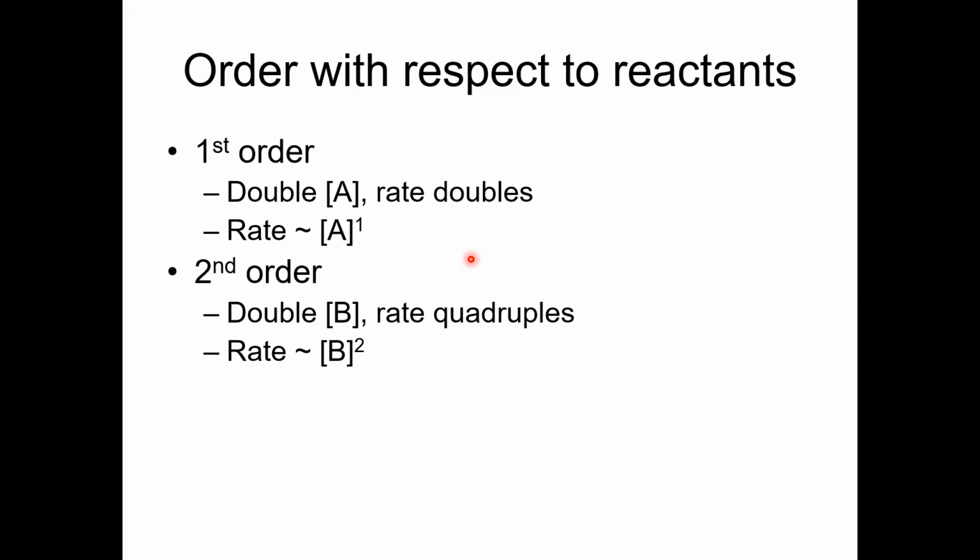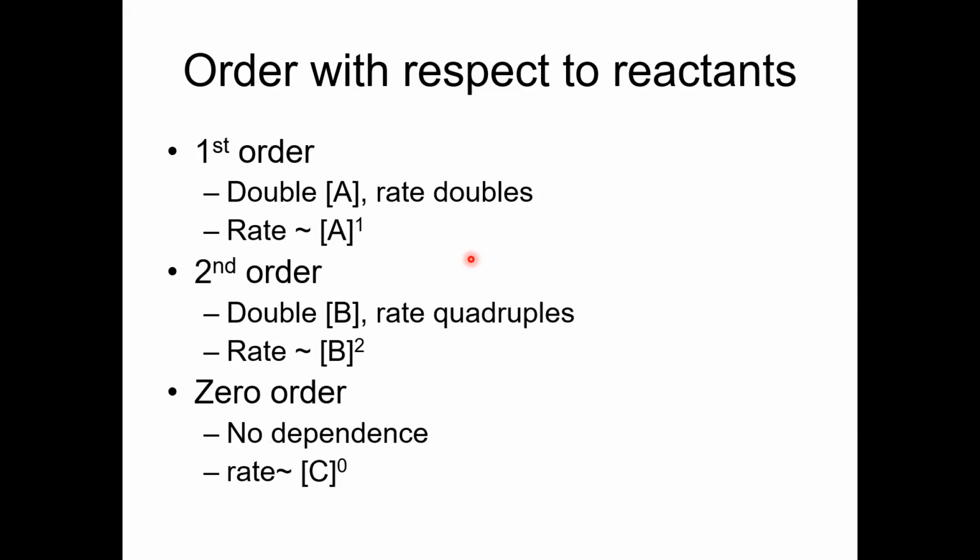But what if we have a 0 order reaction? If it is 0 order, the rate should not depend on the concentration. There's no dependence. So the rate is proportional to 1, which basically just means that whatever I do to C, it's not going to change my rate.